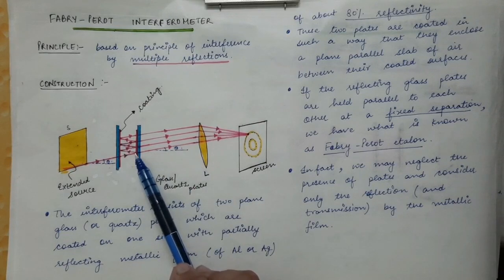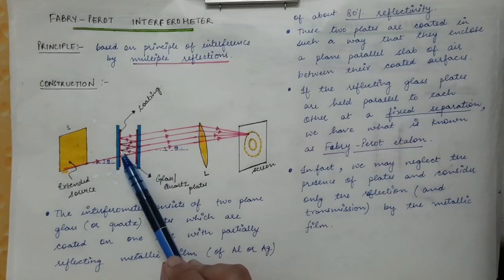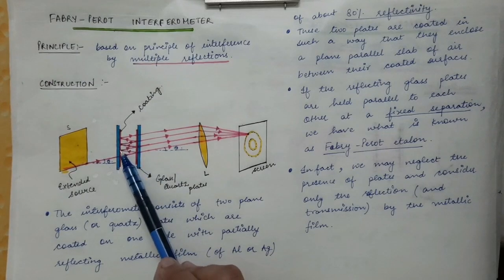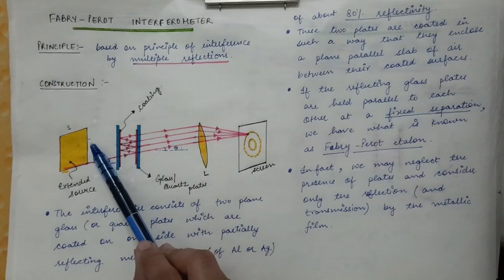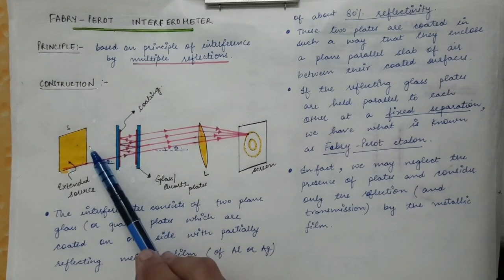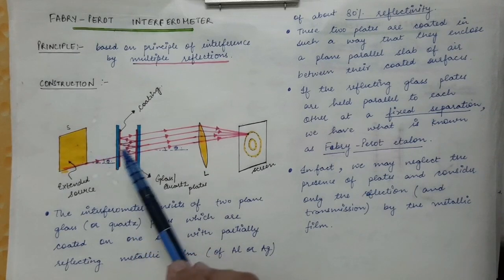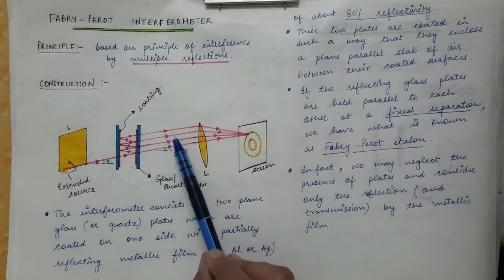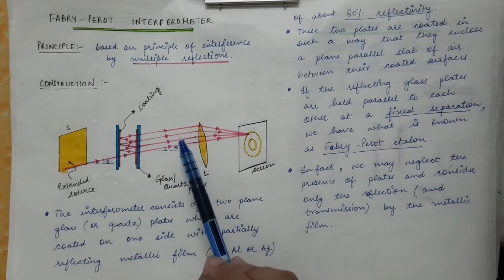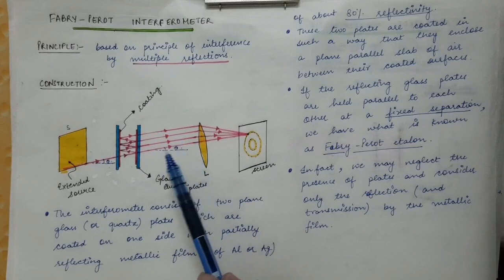Similarly, this reflected ray will reach this point on the first glass plate and get reflected, as well as transmitted in this direction. There will be transmitted rays on the left hand side, but these are not shown here. Only the transmitted rays on the right hand side are shown, and the interference pattern is observed using only these transmitted rays.